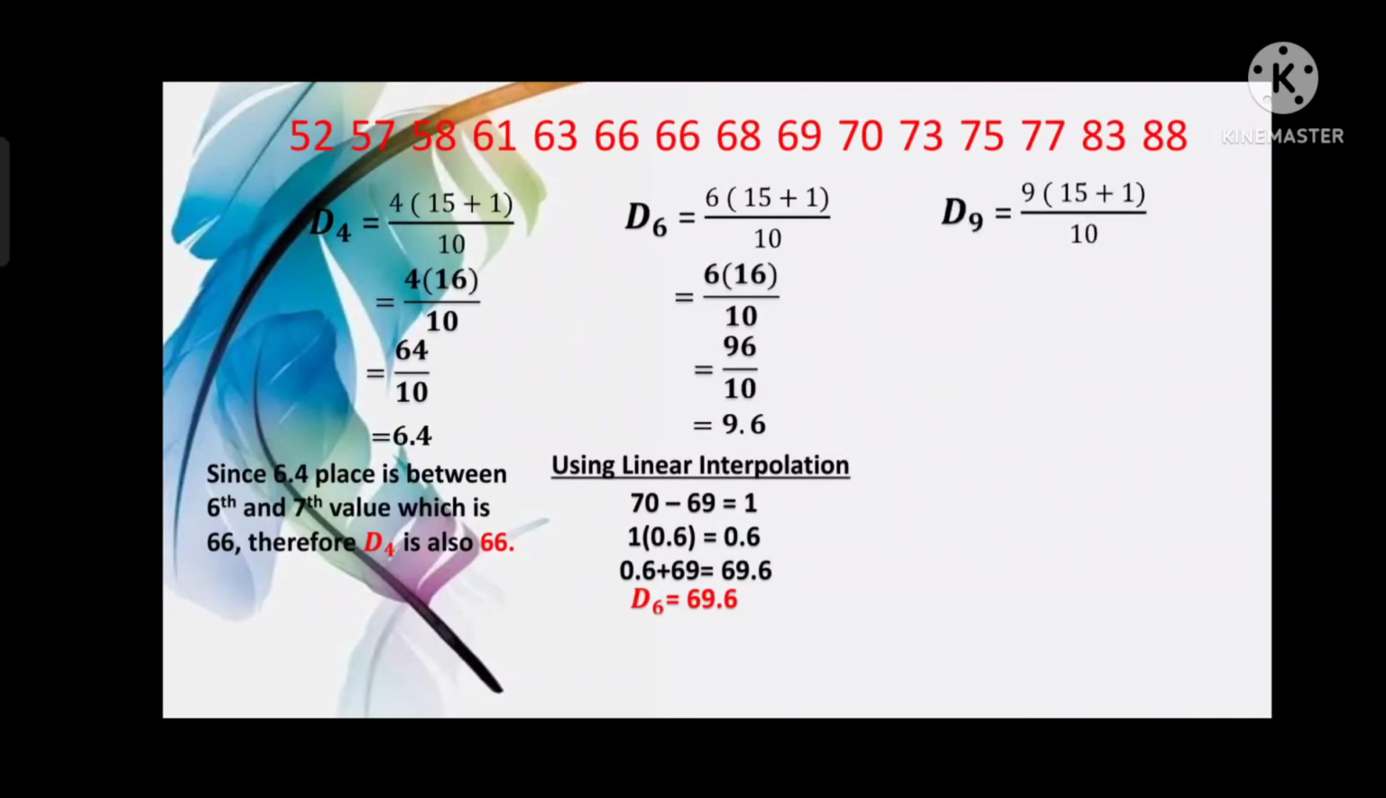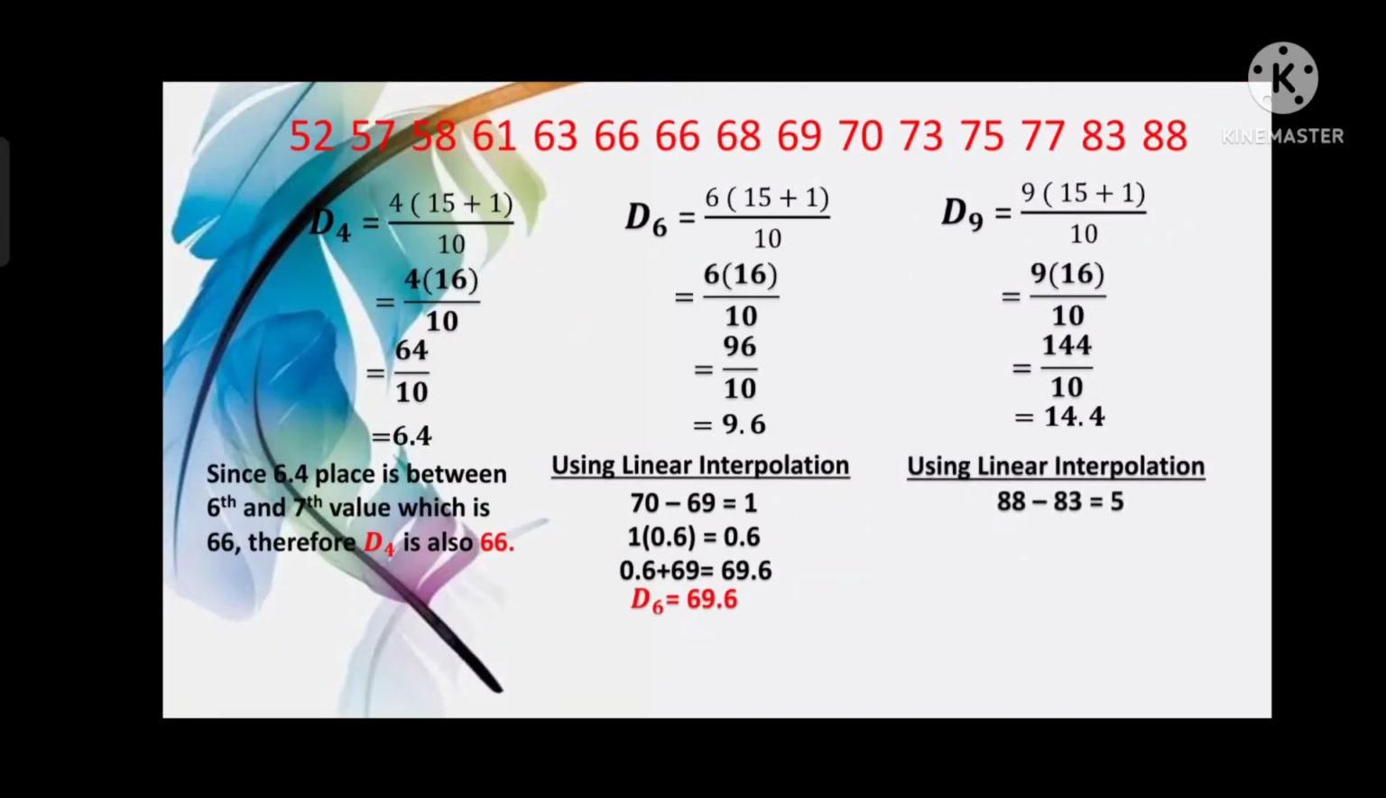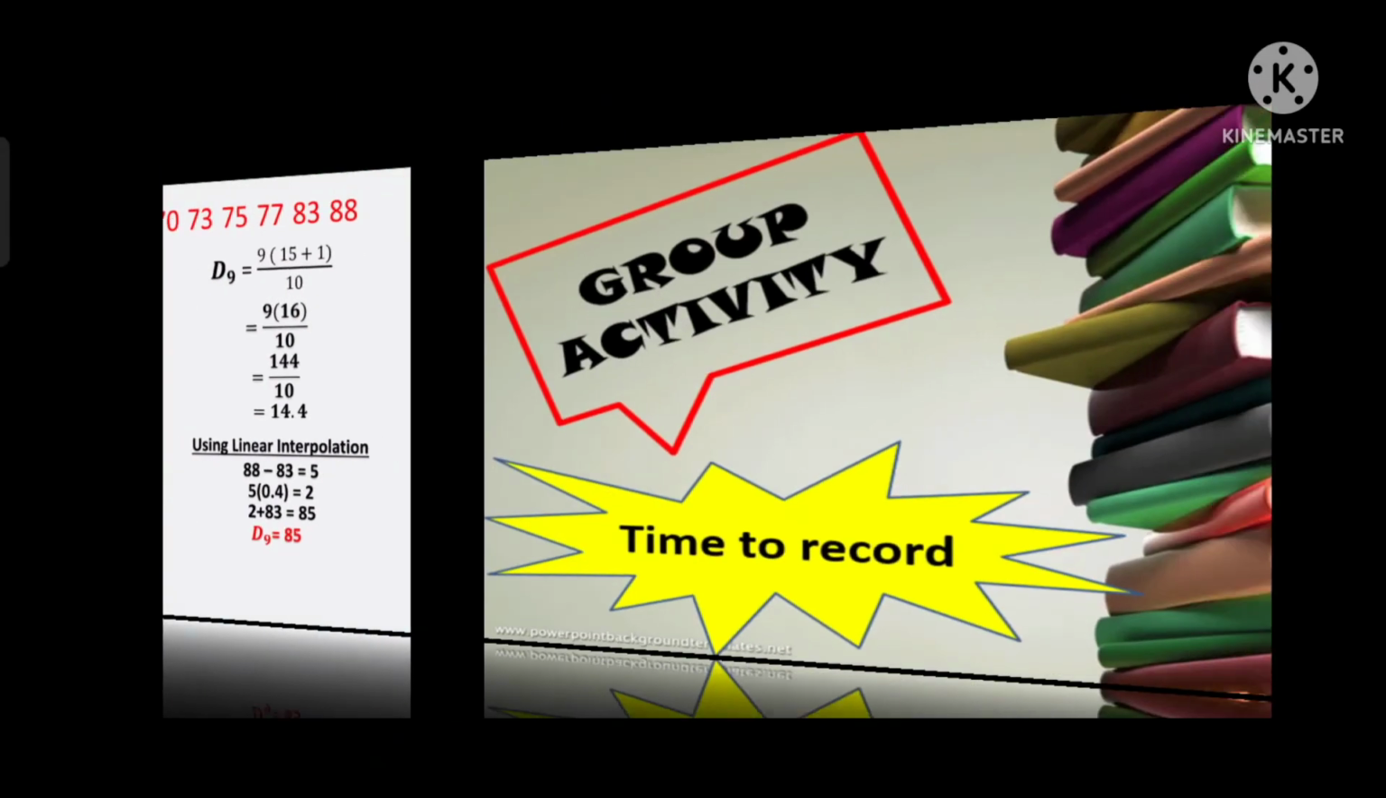Finding decile 9. So we have 9 times the quantity 15 plus 1 all over 10. Getting the value, which is 14.4. Using linear interpolation, we have 88 minus 83 is equal to 5. Multiplying it by the decimal number, which is 0.4, the value is 2. And let us add it to the lower number, 2 plus 83 is equal to 85. And our D9 is equal to 85.